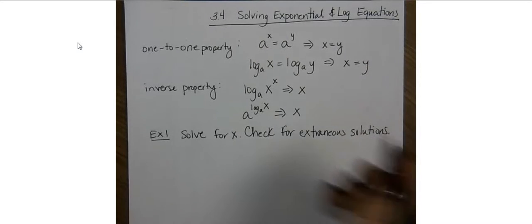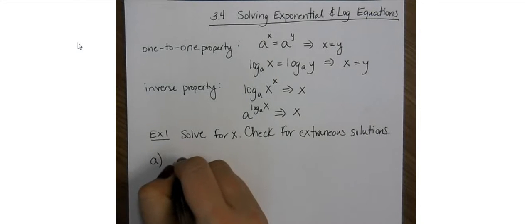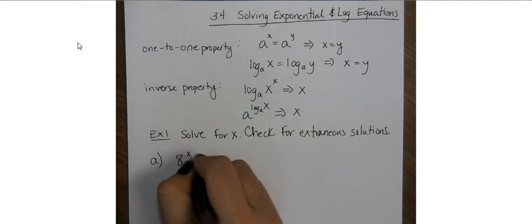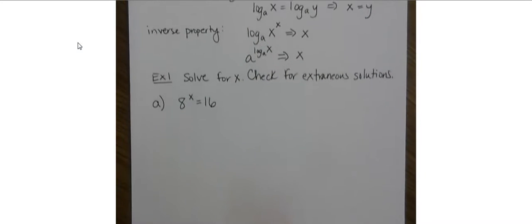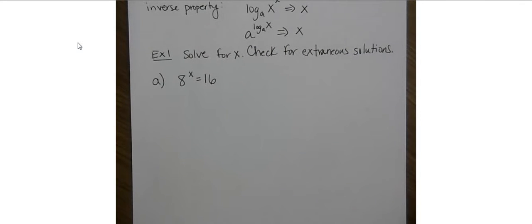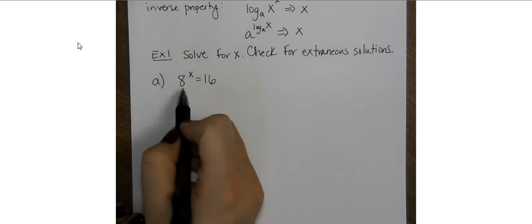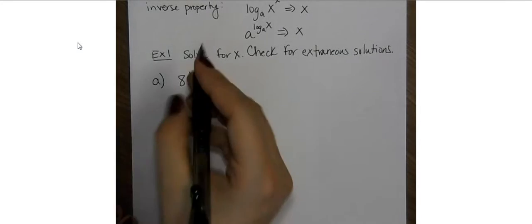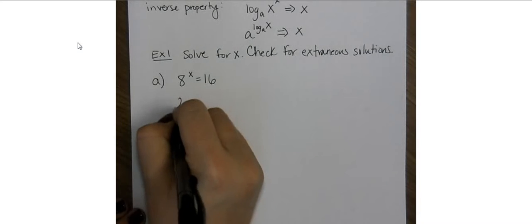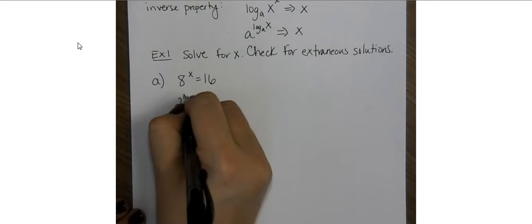All right, so let's start off kind of easy. If I have 8 to the x equals 16, you want to think about if it's in exponential form, can you make it so that you can use the one-to-one property? Is there a base for 8 and 16 that we can make match? 8 I know is like 2 cubed, so this is the same as if I wrote 2 to the 3x.